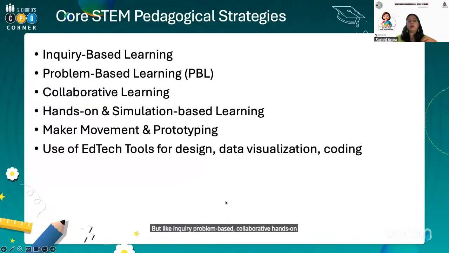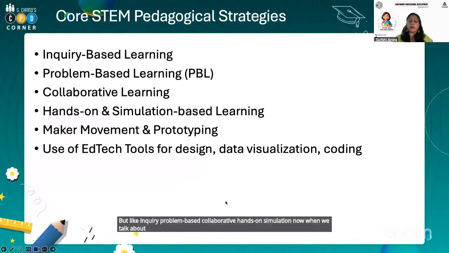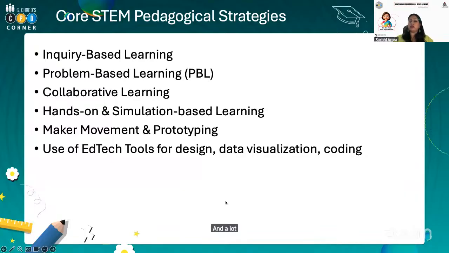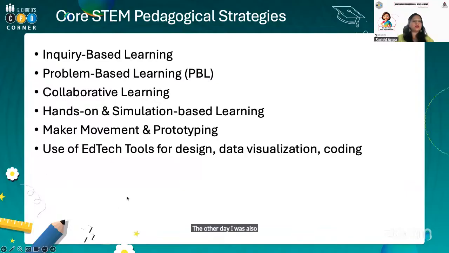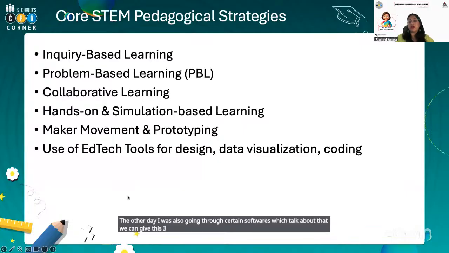simulation. Now, when we talk about the maker movement and prototyping, it's more about a lot of tools coming into the market. You have 3D printers these days, you have 3D pens these days, and a lot of stuff where we allow students to make complete prototypes of the designs they're about to create. The other day, I was also going through certain software which gives 3D visualizations of structures, and students can actually use them.